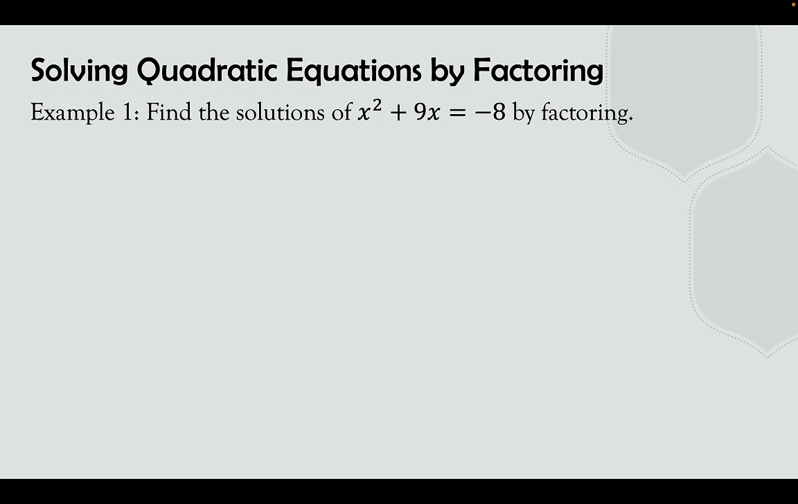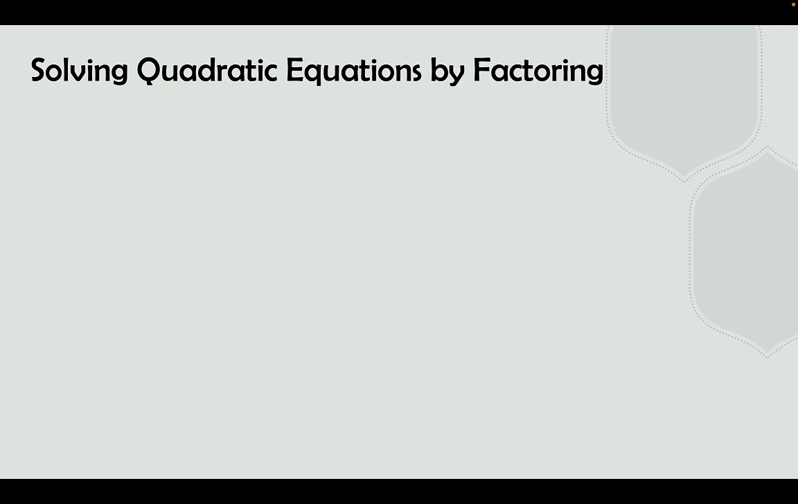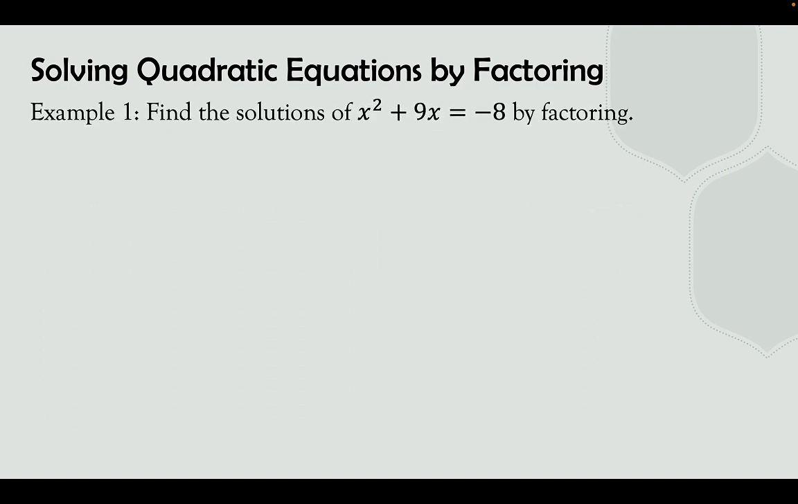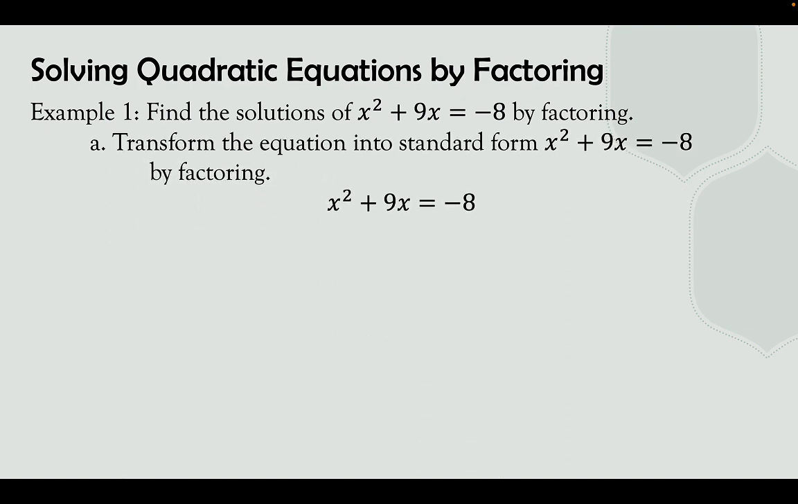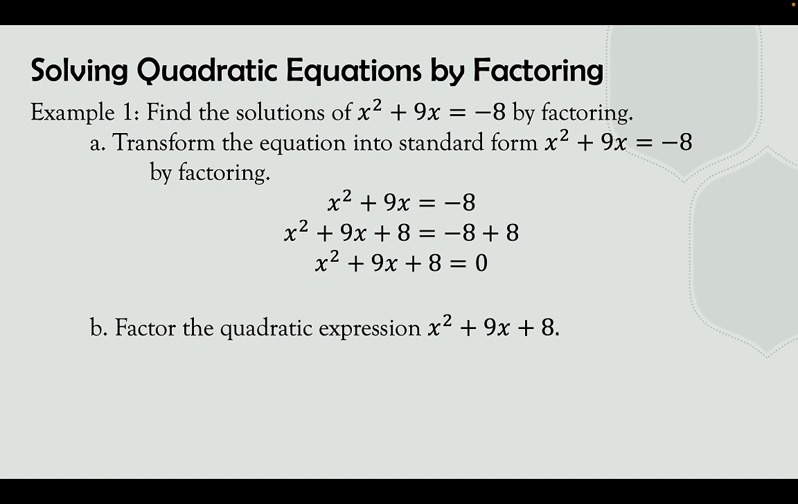Example number 1, find the solution of x squared plus 9x equals to negative 8 by factoring. Since this one is not yet in the standard form quadratic equation, we need to transform it into the standard form. So we need to add both sides by 8 so that the right side will be equated to 0. So we have x squared plus 9x plus 8 equals to negative 8 plus 8. So we have x squared plus 9x plus 8 equals to 0.